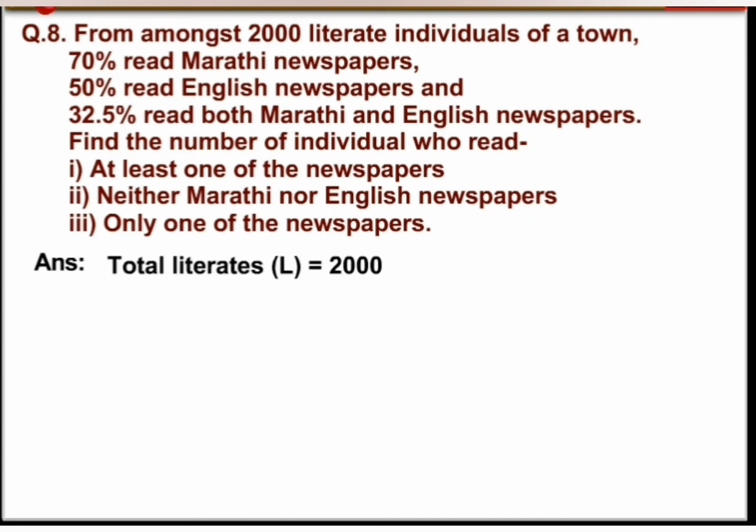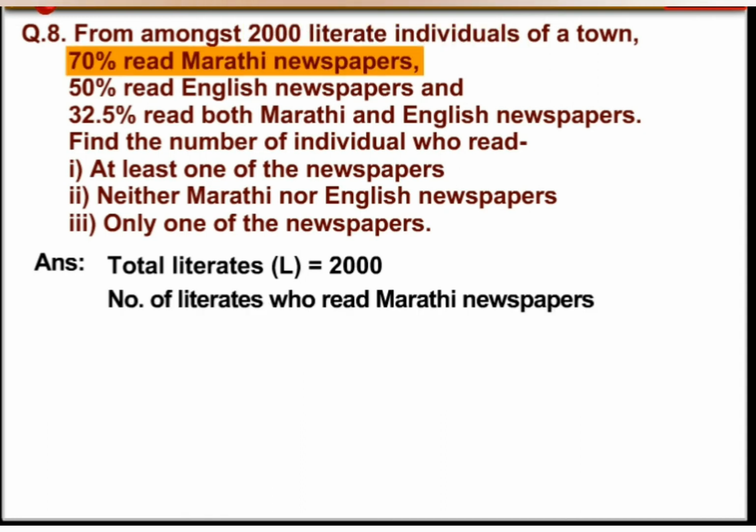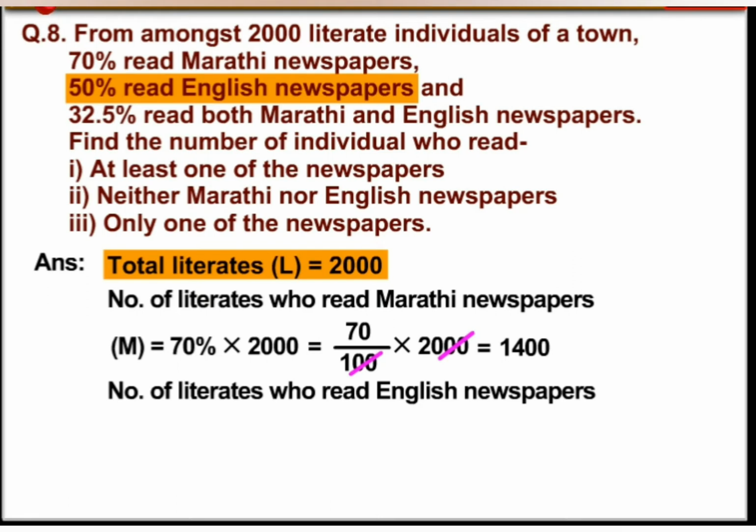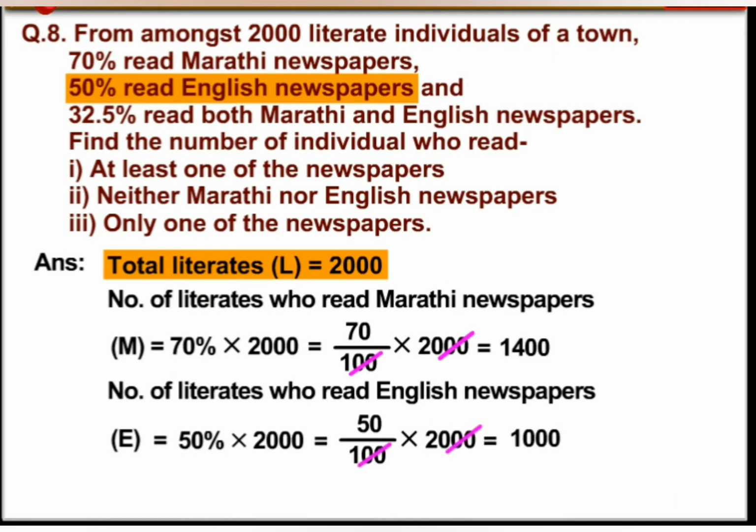Total literates L is equal to 2000. The number of literates who read Marathi newspapers, M, is equal to 70% of 2000, that equals 70 upon 100 into 2000, that equals 1400. The number of literates who read English newspapers, E, is equal to 50% of 2000, that equals 50 upon 100 into 2000, that equals 1000.